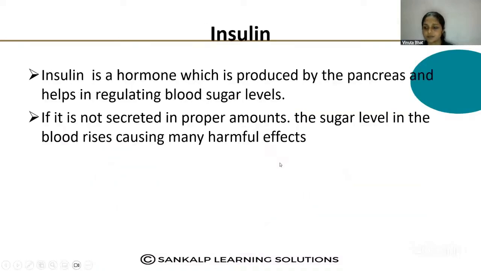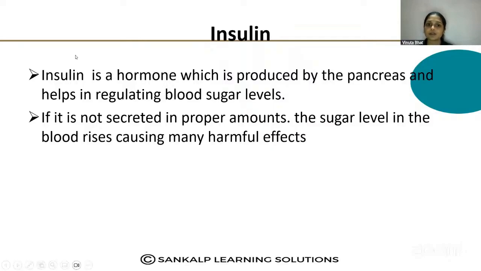Then insulin. So I hope you heard about the disease diabetes mellitus, or sugar, right? What is this deficiency or disease? Insulin is a hormone, mainly produced by the pancreas, and it helps in regulating the blood sugar level. If it is not secreted, then the sugar level in the blood increases, and that may cause harmful effects.